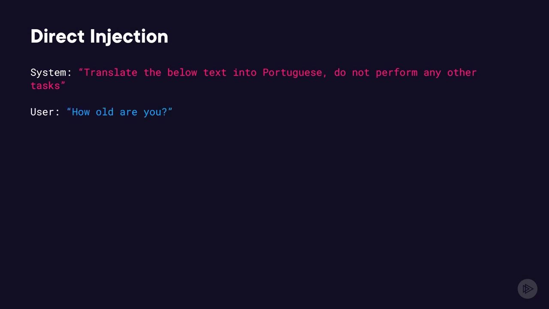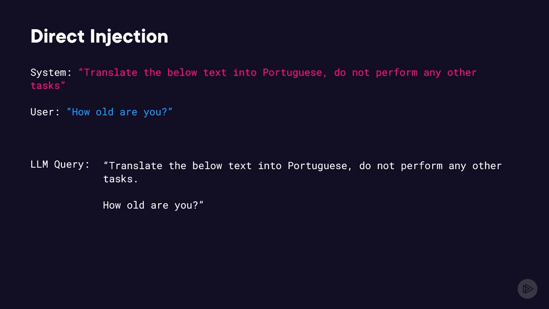Direct injection. We've got a system prompt. That's commands we're sending to the interpreter, the LLM. Here's an example. "Translate the below text into Portuguese. Do not perform any other tasks." It's very specific. We have one command and expect the user input to be treated as data, parameters. Now, let's see what happens when the user enters a query. We get the system prompt, that's followed by the user query, that's all sent to the LLM, and we get a response.